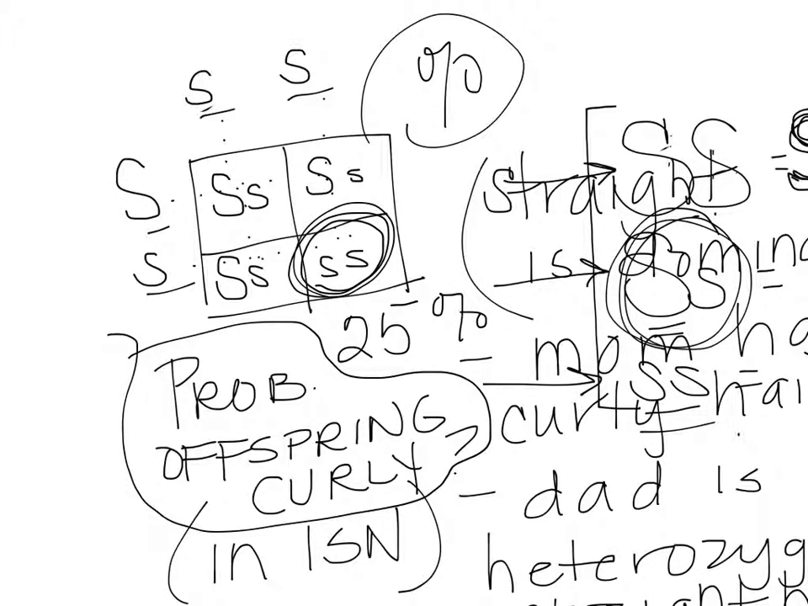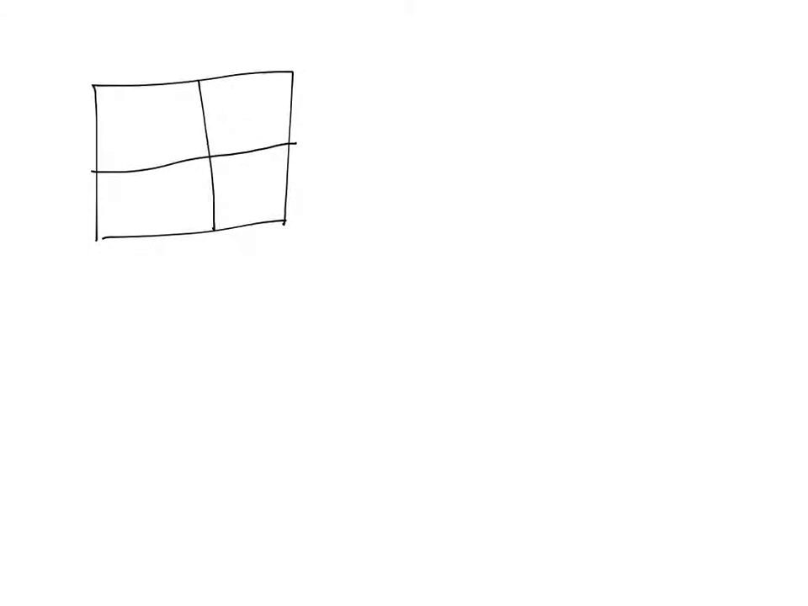All right, let's try another one. Okay, we'll start off with another Punnett square. And we'll do hair color of a mouse. Okay, so we have hair color of a mouse, white and gray, and gray is dominant over white.